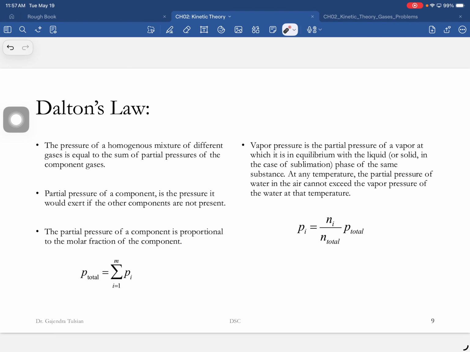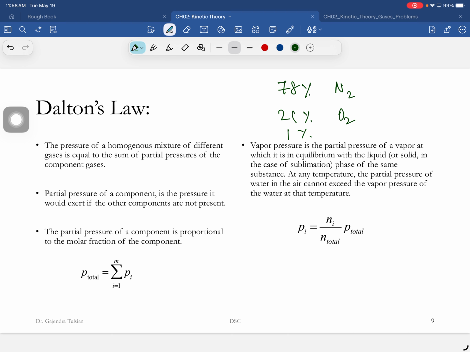What does air contain? What are the types of molecules in this room? Nitrogen and oxygen. So 78% nitrogen, 21% oxygen, and then 1% of the rest of the stuff. What is the pressure? 1 atmosphere. 15 psi and 10 to the power 5 pascals.